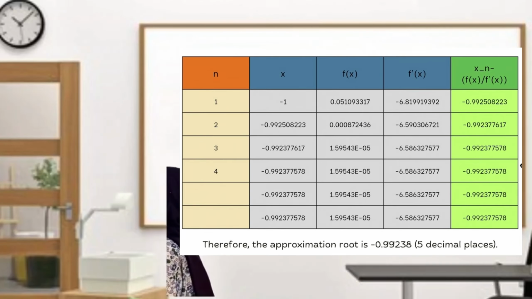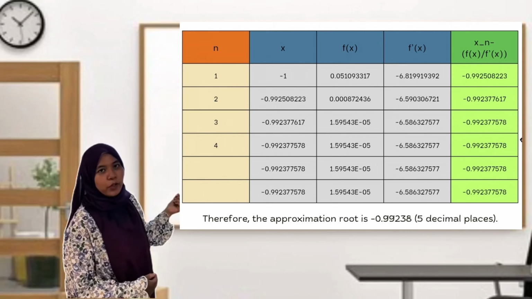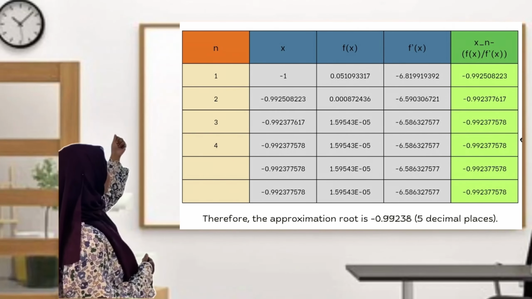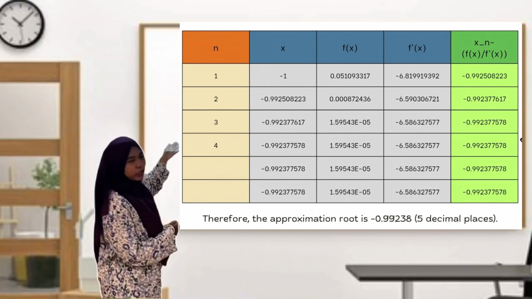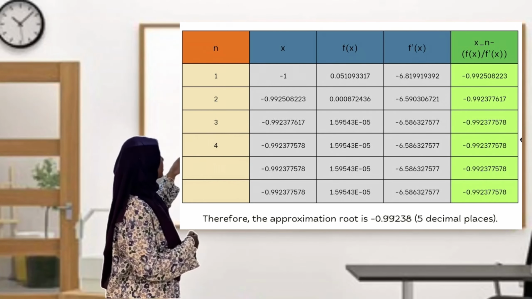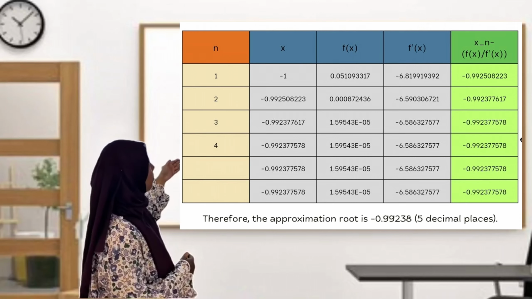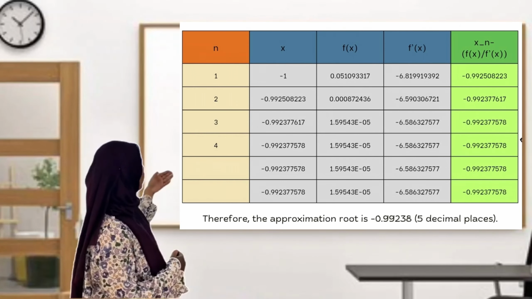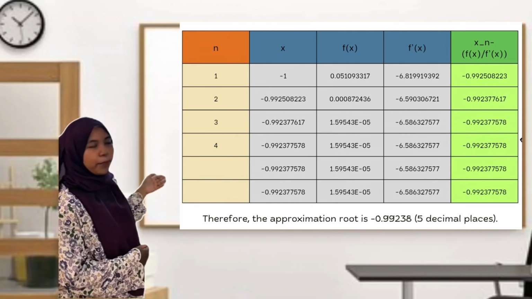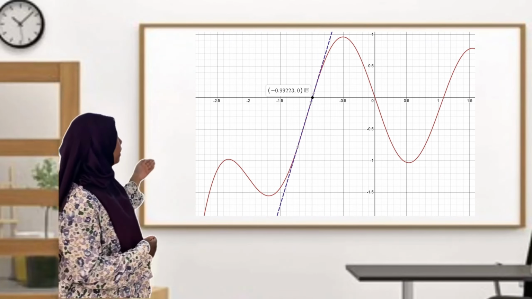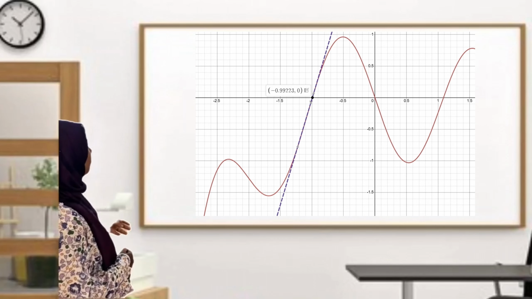As you can see, we use the Newton-Raphson method to find the approximate value. We take the initial guess, which is x equal to -1, and then we substitute into the formula, and this is the result shown of our approximate x. But we stop at x4 because x4 and x3 have the same answer. Therefore, the approximation of the root is -0.99338 to 5 decimal places.